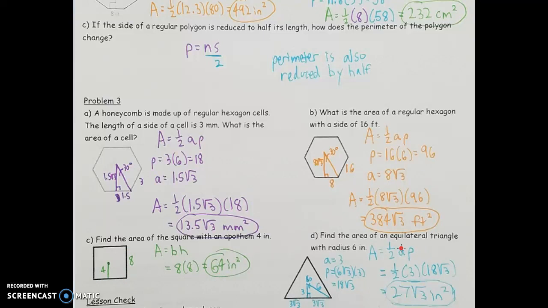And last question, if we are looking for the area of an equilateral triangle with a radius of 6, same thing, you could still use apothem times perimeter. And if I know that the radius is 6, again, a radius goes from the center of your figure out to a vertex. So from the center to the corner, that distance was 6.